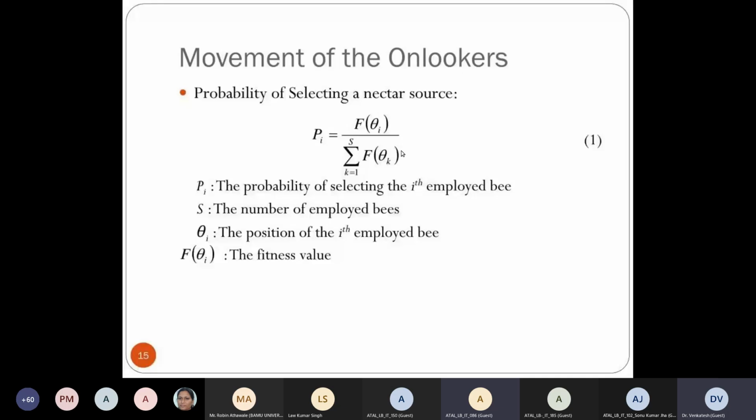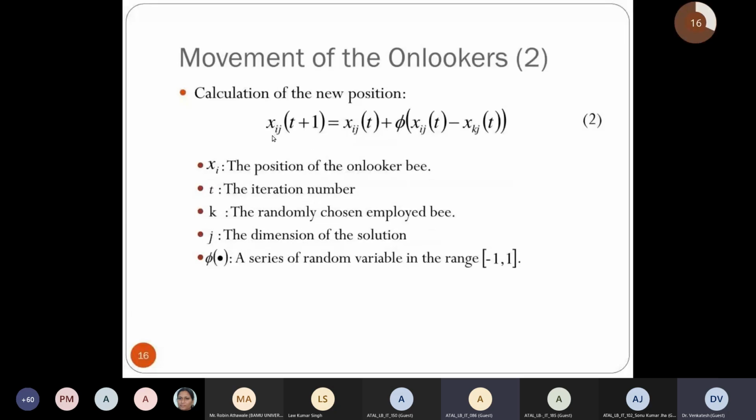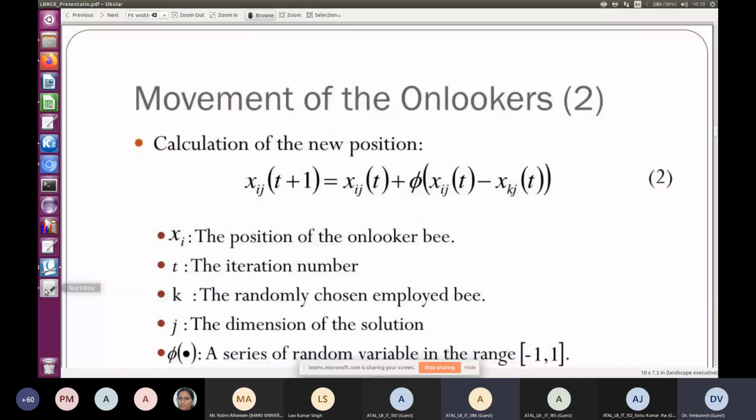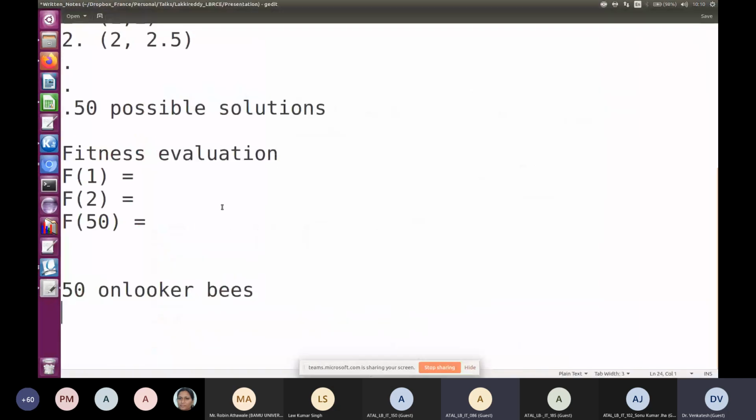Whichever employed bee or food source has the high fitness value, the onlookers can go to that food source and keep on extracting. So what actually happens during the extracting time? I am telling this in terms of that problem only. This is how a new position will be calculated for every onlooker. I'll tell you with the example only. It will be interesting through the example. If I show the mathematical equation, it might be confusing. So these 50 onlooker bees will select according to the probability factors.